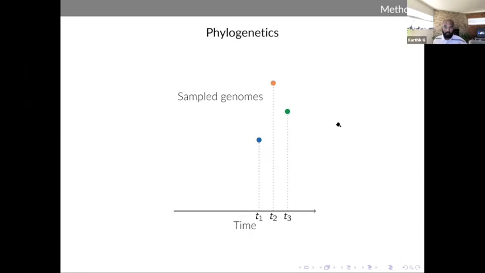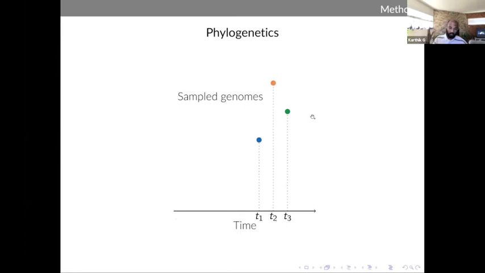In this cartoon here, imagine you have three different genomes. Typically, when you sequence a genome from a sample, you know when the sample was collected. So every genome has a timestamp. You also know the location at which the individual was sampled, so it also comes with a geographic location. Imagine these three genomes sampled at three different times, T1, T2, and T3, with the three different colors representing three different geographic locations.